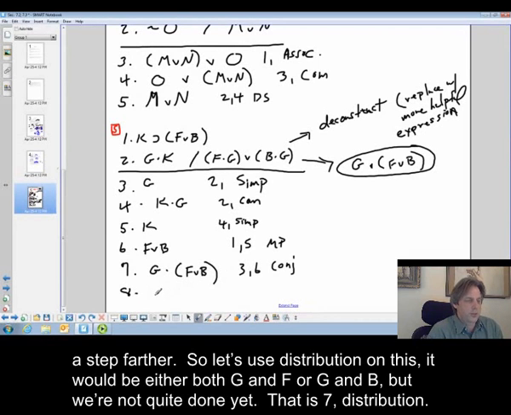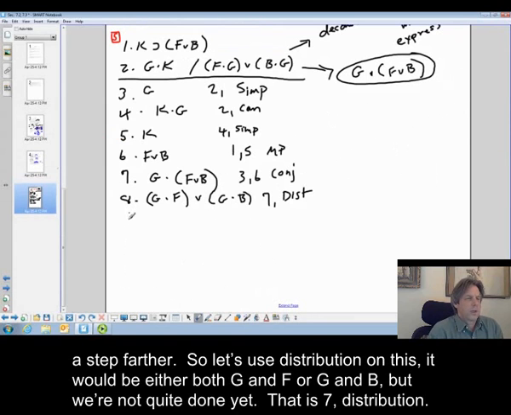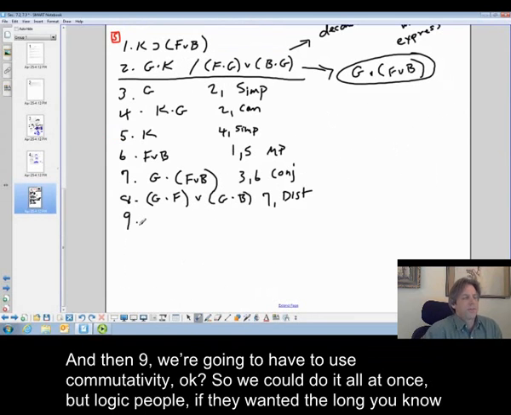So let's use distribution on this. It would be either both G and F or G and B, but we're not quite done yet. That is 7 distribution. And then 9, we're going to have to use commutativity, okay?